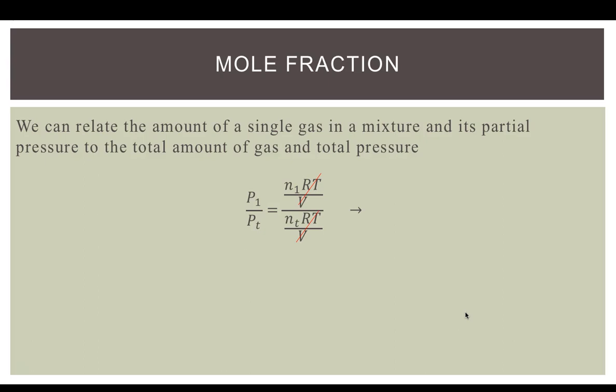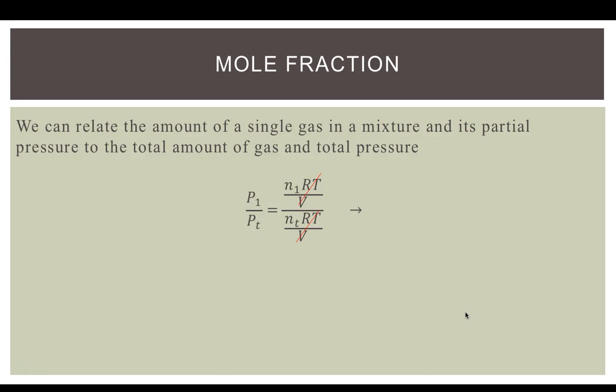So we went through, we understand that, yes, the total pressure of a system equals the partial pressure of one component plus the partial pressure of another component, and so forth until you run out of components. We're sticking with a binary component right now. But what can we do? It says we can relate the amount of a single gas in a mixture and its partial pressure to the total amount of gas and total pressure. That's a lot of words, right?